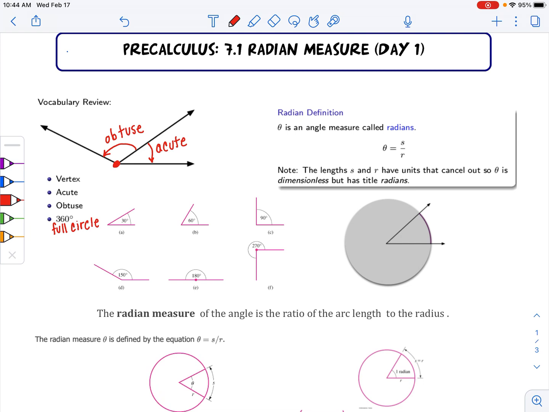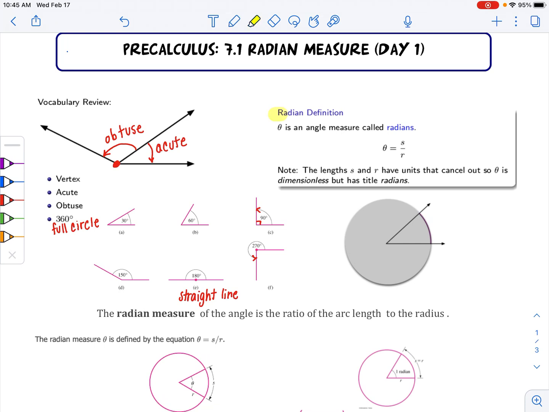We also have some visuals right here. We have 30 degrees, 60 degrees, 90 degrees. You can even put a little box right there. 150, 180 is that straight line. And then 270 is here, and then if you keep going, you'll get that full circle of 360. So just good to have that in the back of our head.